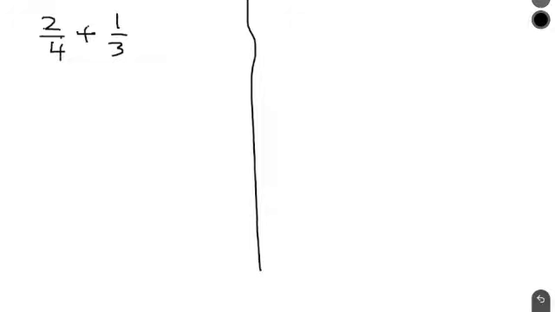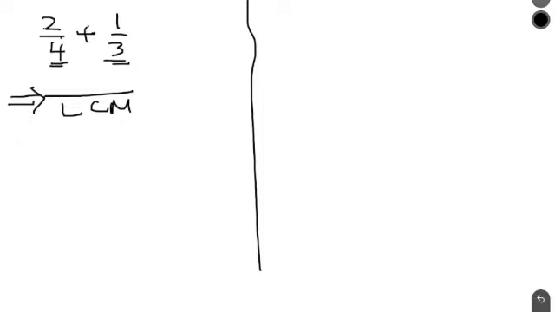Let's see, how do you solve that? So if you have, let's say, 2/4 plus 1/3, how do you add those fractions? Well, the first thing you want to do is find what's called the lowest common multiple. Okay? So you want to find the lowest common multiple of the denominators that we're looking at. In this instance, it's 4 and 3. So we want to find the lowest common multiple of 4 and 3.